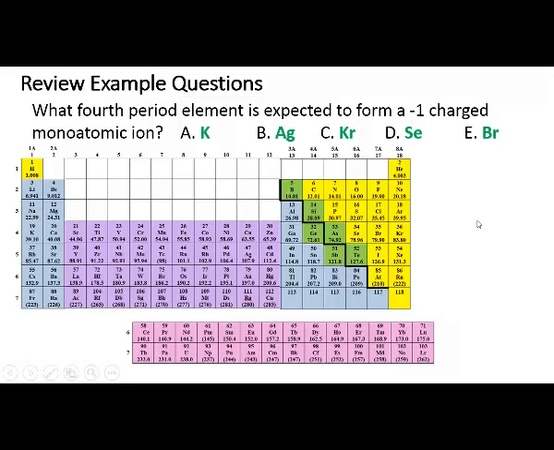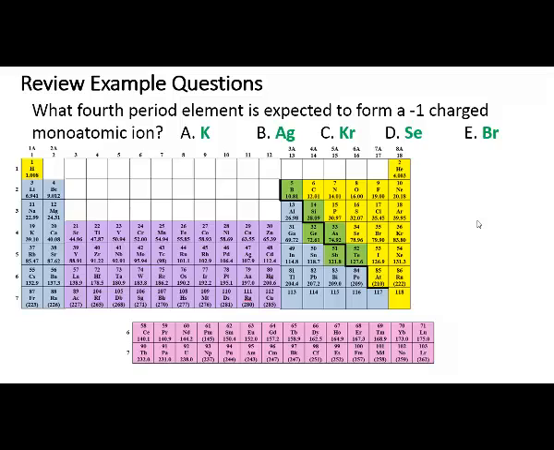Okay, so let's look at anions a little bit here. What fourth period element is expected to form a -1 charged monoatomic ion? I'm keeping things simple so that we're not looking at any polyatomic ions right now. So it's going to be a monoatomic ion, the ones I've asked you to learn first. So a negatively charged monoatomic ion in the fourth period.